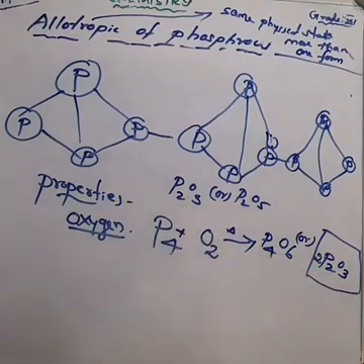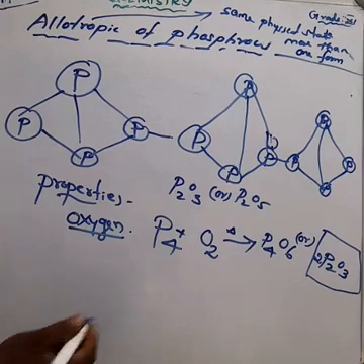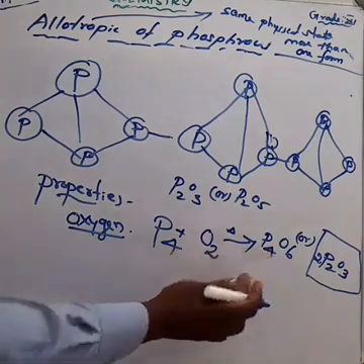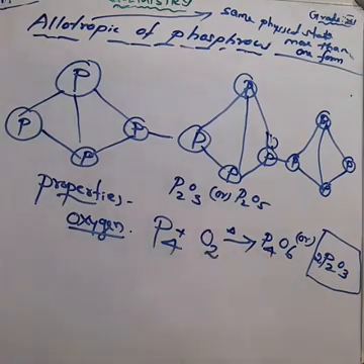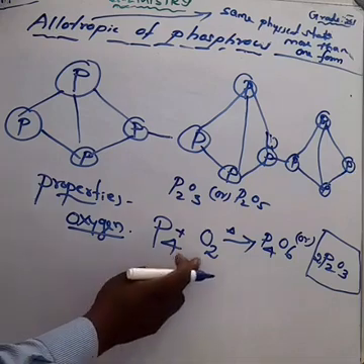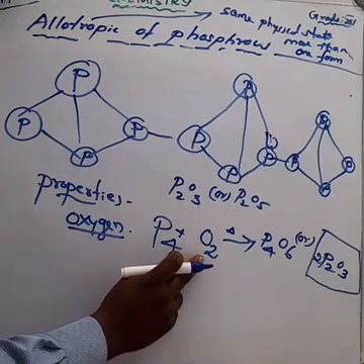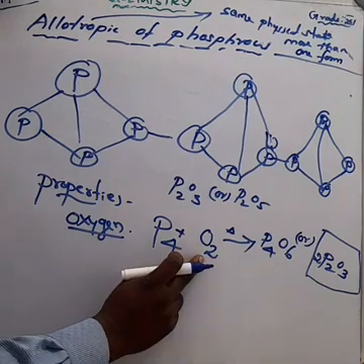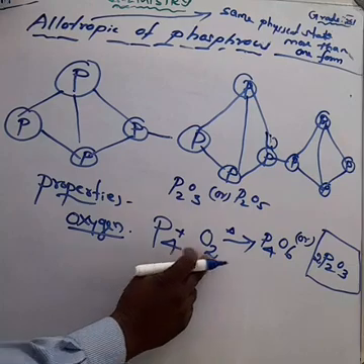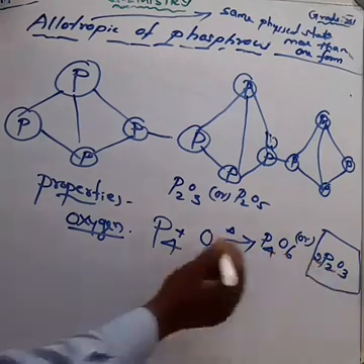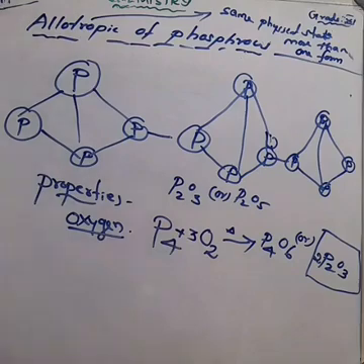Anyhow, P4O6 is phosphorus trioxide. And one more, we can balance the equation. How much oxygen is there on the reactant side? Only one molecule, that is 2 oxygen. The product side has 6 oxygen, so make it 3 here. 3 into 2 is equal to 6. The equation is balanced. This is about phosphorus trioxide.